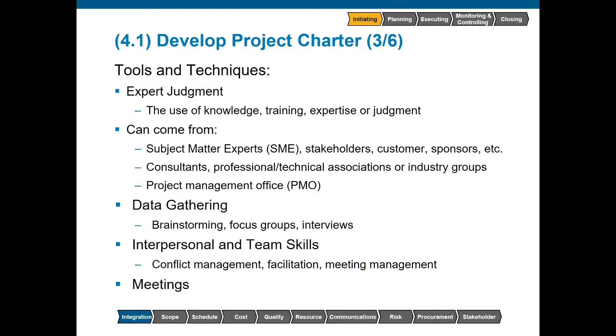Data gathering is going to be very useful here as we try to collect more information to include within the charter. We can do brainstorming, conduct focus groups, or interview our stakeholders. We will also have to use our interpersonal and team skills. Conflict management can be very useful in bringing stakeholders into alignment on objectives, success criteria, and high-level requirements. Facilitation will be useful to effectively guide the group to a decision. Meeting management will allow us to efficiently exchange information with our stakeholders.